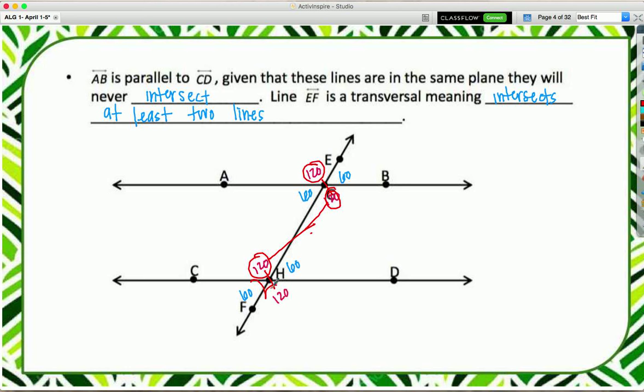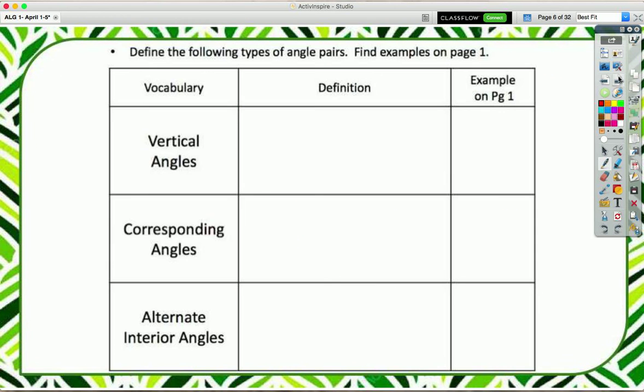And then the zigzag the other way, the blue ones, are all equivalent to each other. So our goal today is to learn, mostly vocabulary-wise, what these things are called. What is the relationship called? Okay. So our very first one on our vocabulary says vertical angles.